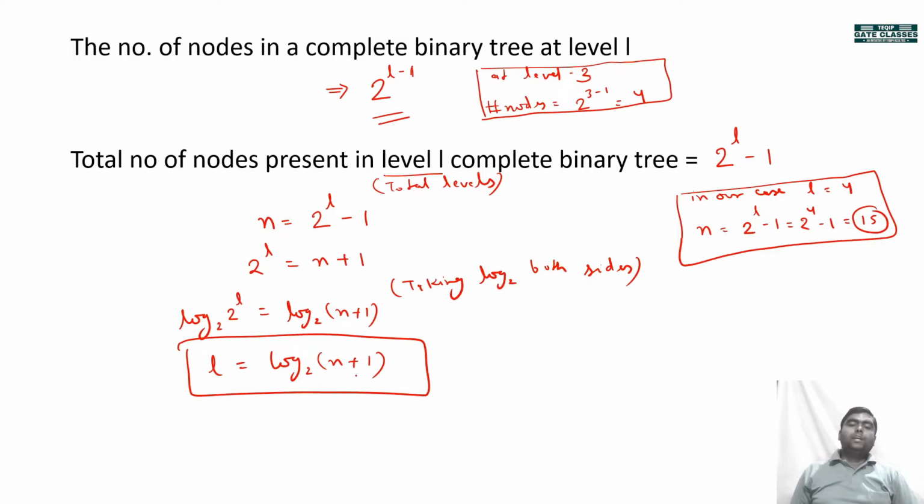So let us suppose n is 15. So 15 plus 1 is 16. Log base 2 of 16 is 4, since 2 raised to the power 4 is 16. So overall 4 levels are there. So vice versa, whether nodes are given in a complete binary tree, you can find the number of levels, and if the number of levels is given, you can easily find the number of nodes available in that particular complete binary tree. So I hope that this is clear to you.